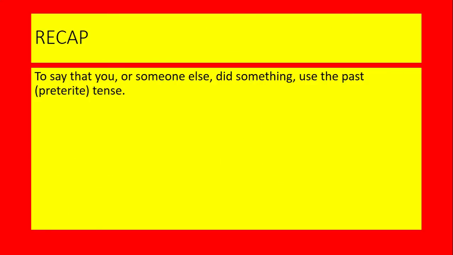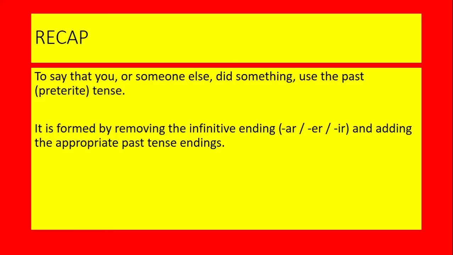So recap, to say that you or someone else did something, use the past tense. Well, that's what you do in English, that's what you do in Spanish. Often it's called the preterite tense. Take off the infinitive ending, take off the AR, take off the ER, take off the IR, and add the appropriate past tense endings. Try and memorize them off by heart. Hablé, hablaste, habló. Hablamos, hablasteis, hablaron. Comí, comiste, comió. Comimos, comisteis, comieron. Easy. Okay, that's it for the past tense.